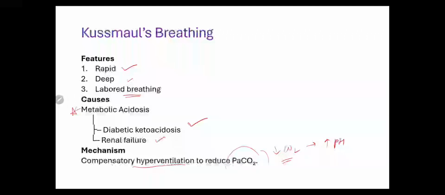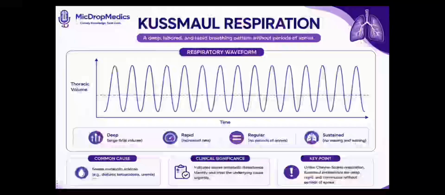advanced renal failure. See this slide and imagine a young diabetic patient arriving in the emergency room. The patient is breathing rapidly, deeply, and laboriously. This is Kussmaul's breathing. It is the body's attempt to blow off carbon dioxide and compensate for metabolic acidosis.